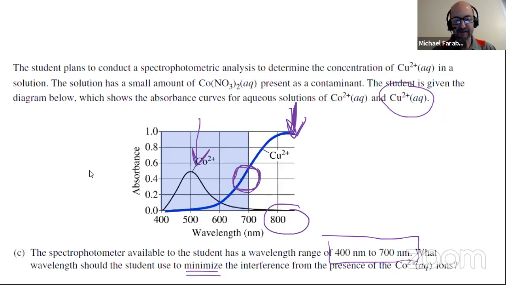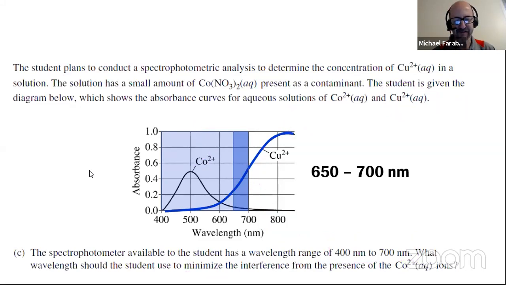So acceptable answers for this question would be anywhere between 650 and 700 nanometers. Again, trying to emphasize that we're trying to get the absorbance of the copper. So you want the cobalt to be really low and the copper to be relatively high and still fall in this range. Okay, we are moving on to our next short free response question.